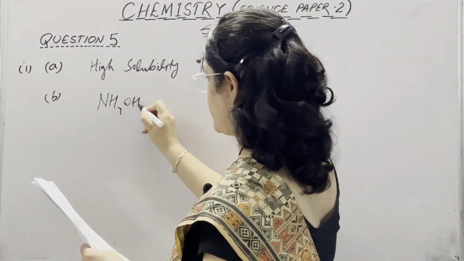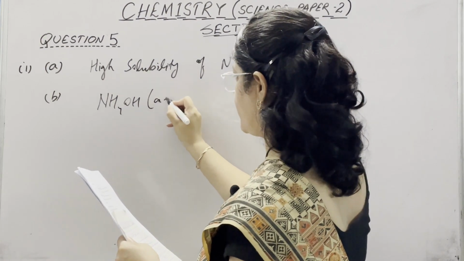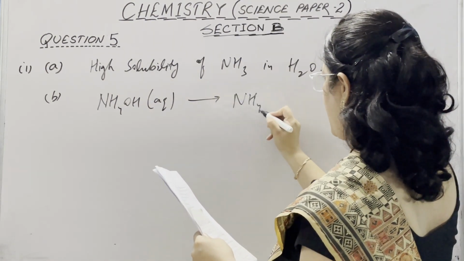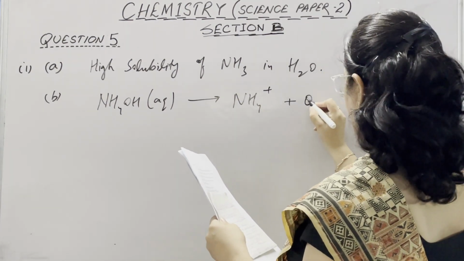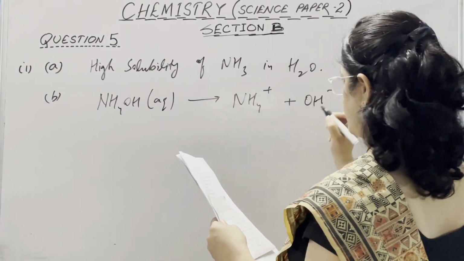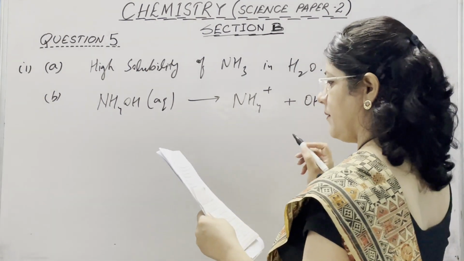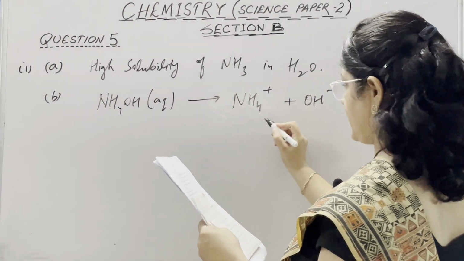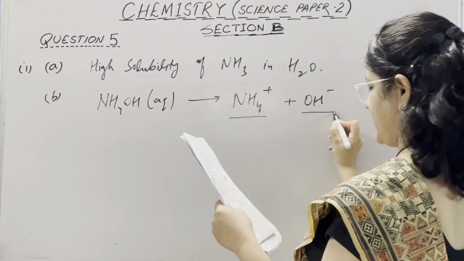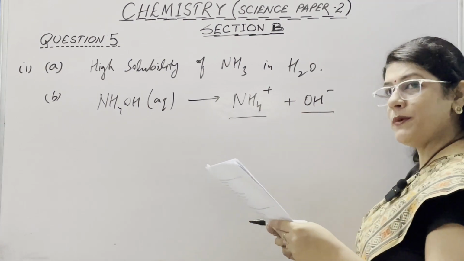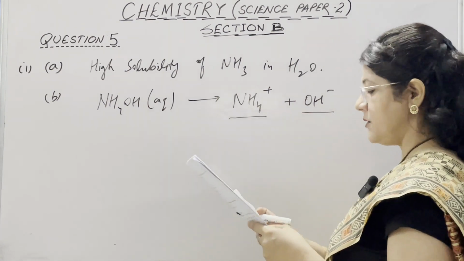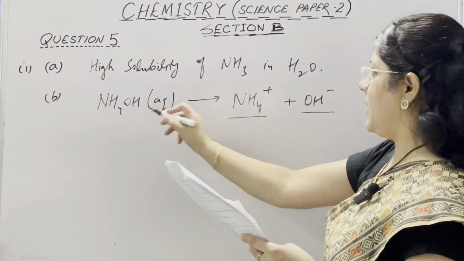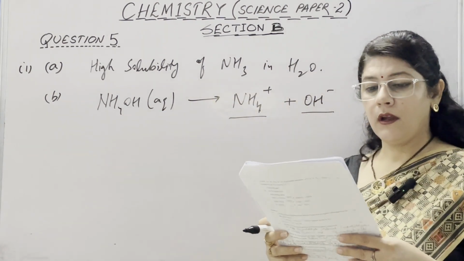In B part, give the ionic equation when ammonium hydroxide is dissolved in water. Ammonium hydroxide, when dissolved in water, it means aqueous form, then ammonium and hydroxide dissociate. So, the ionic equation: here you can see ammonium cation and hydroxide anion are produced, or you may say hydroxyl anion is produced, and ion-water attraction overcomes the attraction between ions, so they dissociate.